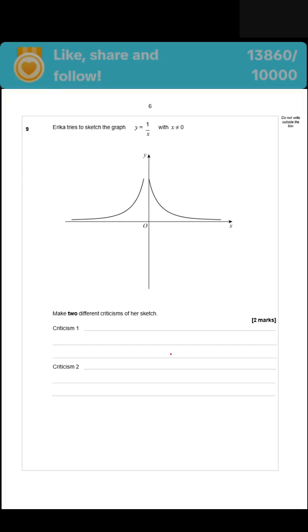Okay, so carrying on. We're still on the AQA higher, and we technically have a couple of minutes to go, but I'm going to go through the Excel as well, so it's going to last a little bit longer than expected. That's fine. So Erica tries to sketch the graph y equals 1 over x, where x is not equal to 0. Make 2 different criticisms of her sketch.